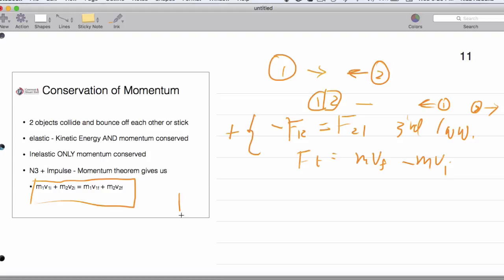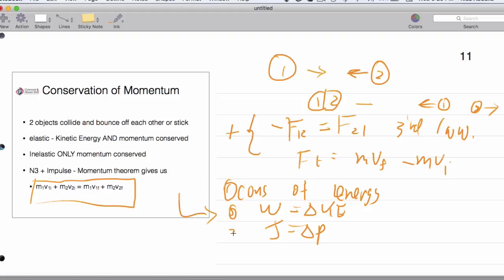So just to be clear, we have a lot of formulas today. Conservation of energy, work, kinetic energy, impulse, change in momentum, and conservation of momentum. The point is that what we're going to really be doing is examining how to use these in problems.